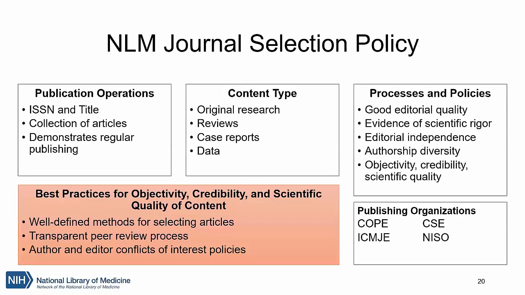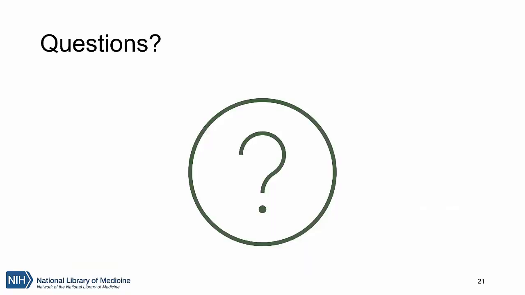So on the screen in the solid orange box are some of the best practices that NLM looks for in a journal to gauge the objectivity, credibility, and scientific quality of journal content. And I think we found 2 out of 3 in the chat, but I may have missed the third one. So those are well-defined methods for selecting articles, a transparent peer review process, and author and editor conflicts of interest policies. Excellent.